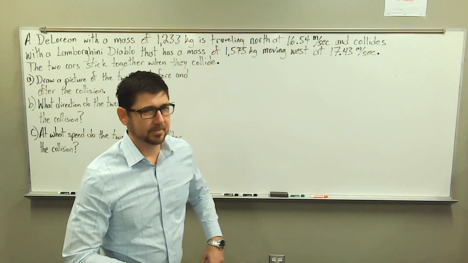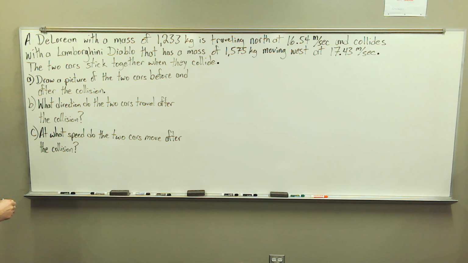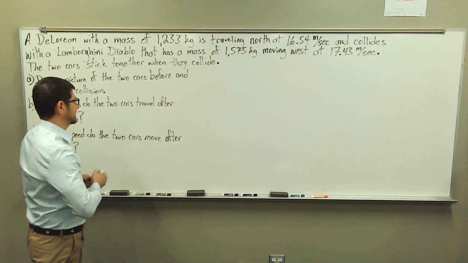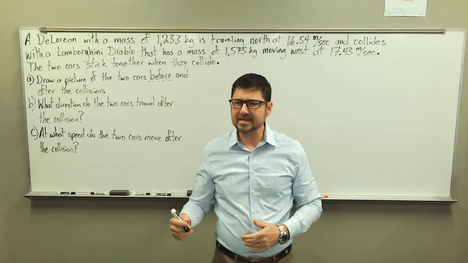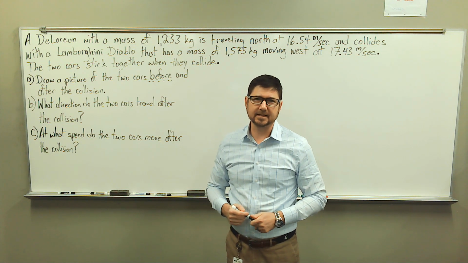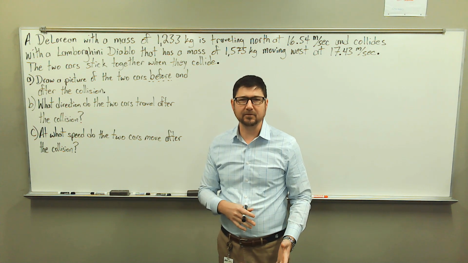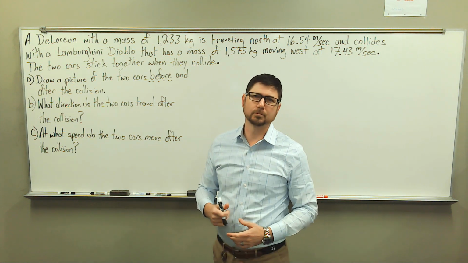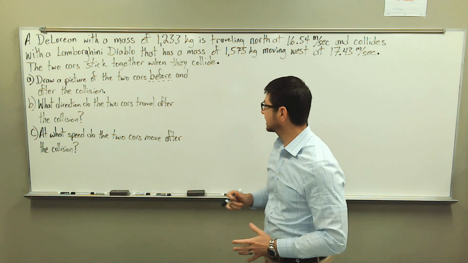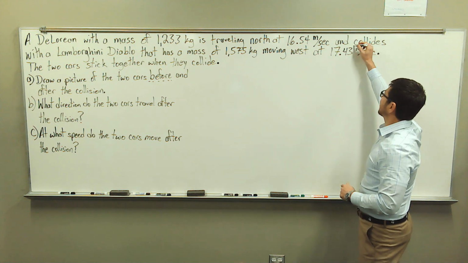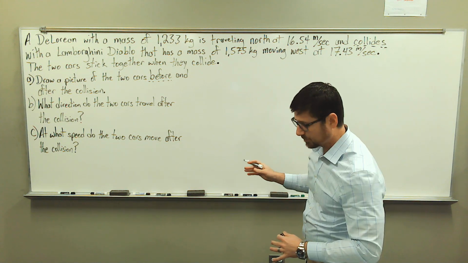Now, what I want to do is just read part A and we're going to draw a picture. Part A asks us to draw a picture of the two cars before the collision. Since we're covering the law of conservation of momentum, it tells us that in a closed, isolated system, the total momentum of the system after the event is equal to the total momentum of the system before the event. In this case, the event is the collision, and the problem tells us that the two cars collide with each other. So let's draw a before picture.